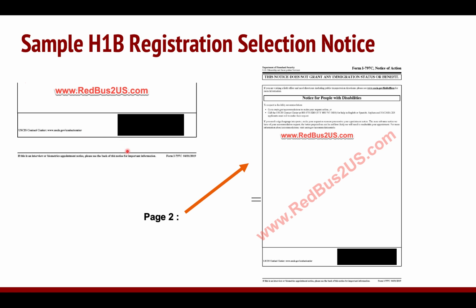You can scan that. And of course, you can see the notice date. On page 2, you basically have standard boilerplate text with information for people with disabilities. If you need assistance, you can use this text. It also has a barcode at the bottom. So overall, the H1B registration selection notice is no different from a typical I-797C notice of action.